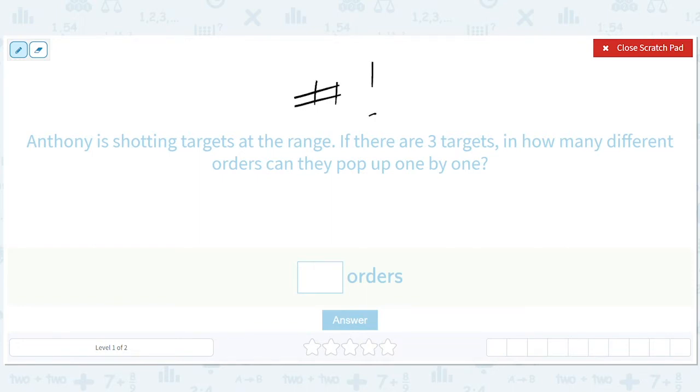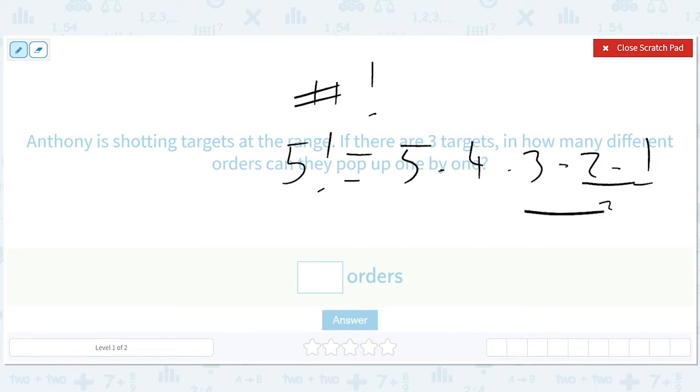What's a factorial? So number factorial is, say, 5 factorial, which is just 5 times 4 times 3 times 2 times 1. So this is going to be 1, this is going to be 2, 6, 24. 24 times 5 is 120.